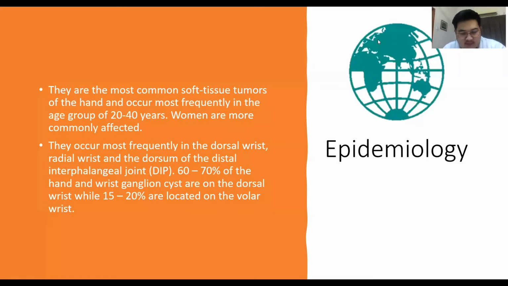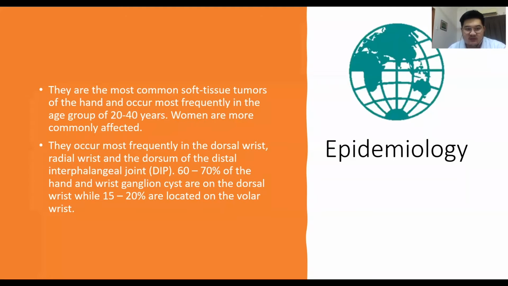Good morning, doctor. My name is Joseph Ngesiwe with the number 250. So today I'll be describing the epidemiology of ganglion cysts. So ganglion cysts are the most common soft tissue tumors of the hand and occur most frequently in the age group of 20 to 40 years, and women are more commonly affected.